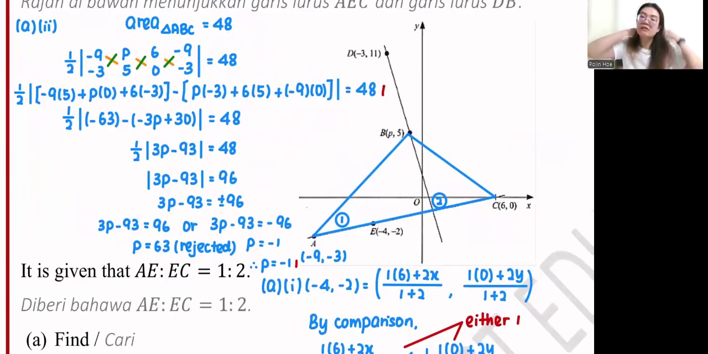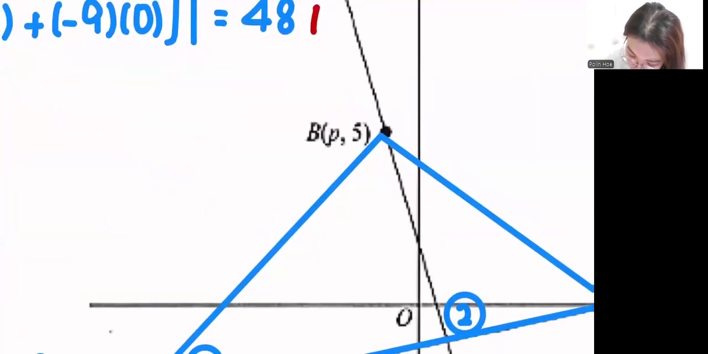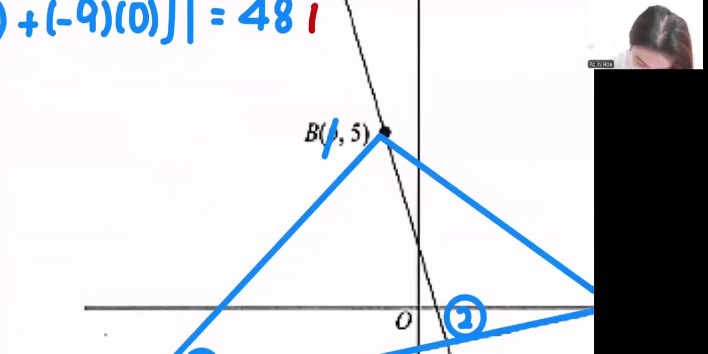So this is part A. I still have 6 marks to go. T is negative 1.